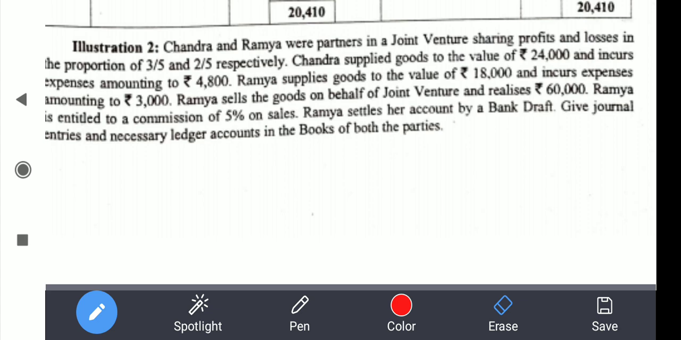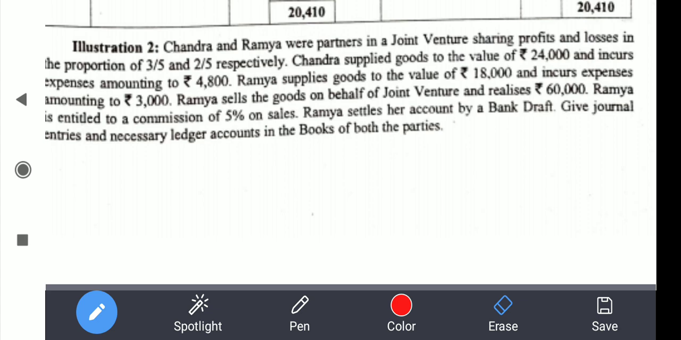Here, what is Ramya's role? She sells the goods on behalf of the joint venture and realized the amount. The realized amount is 60,000. Ramya is entitled to a commission of 5 percent on sales. Ramya settled her account by a bank draft. Give general entries and necessary ledger accounts in the books of both the parties.